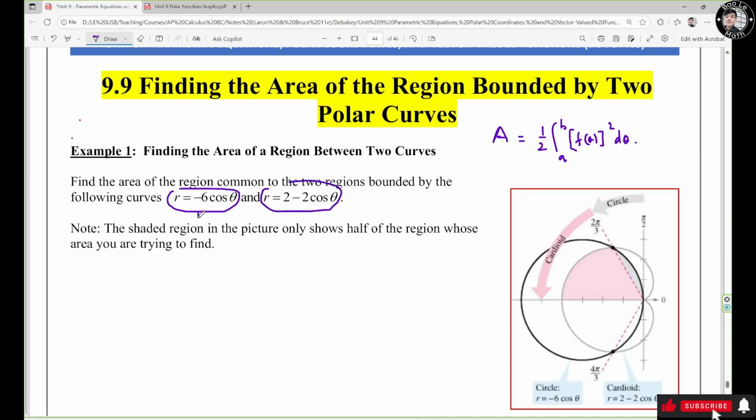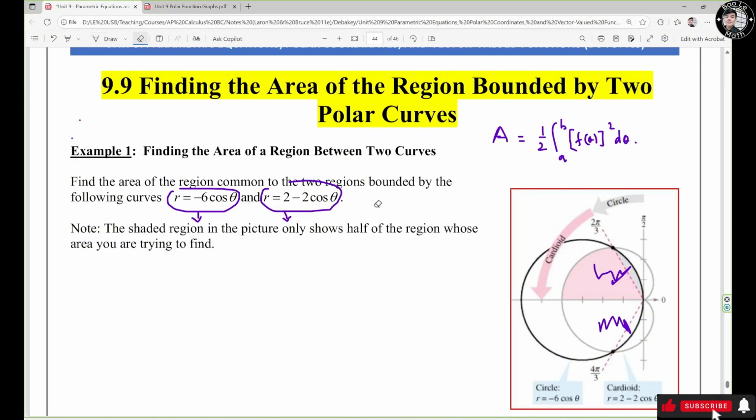This one is the equation of the circle, and this one is the equation of the cardioid. If you graph these two on the calculator, you will get the picture on the right-hand side. The area of the shaded region is the whole thing right here. Remember that the upper and lower parts are symmetric about the polar axis, so you just calculate the area of one region and multiply by 2 to get the whole thing.